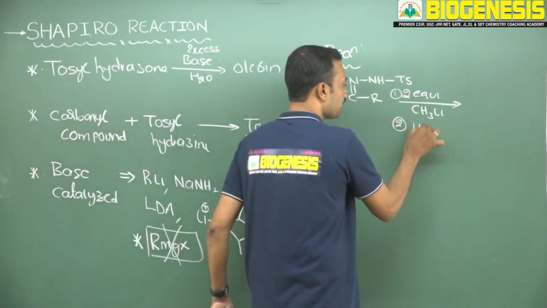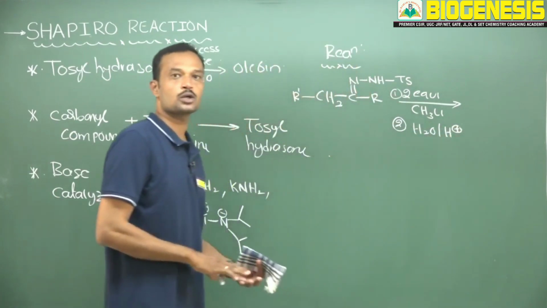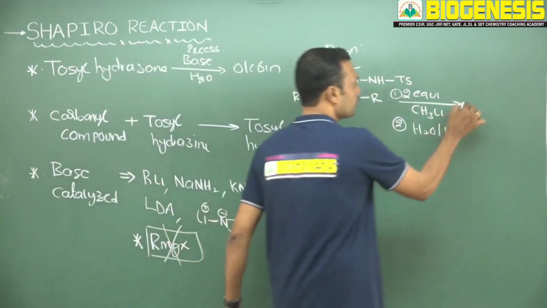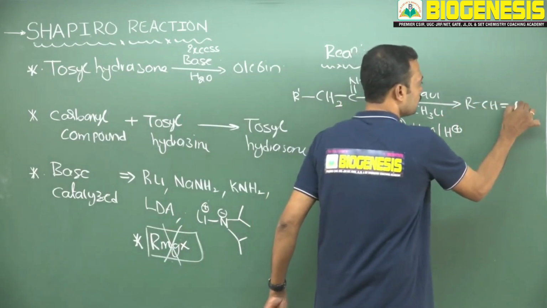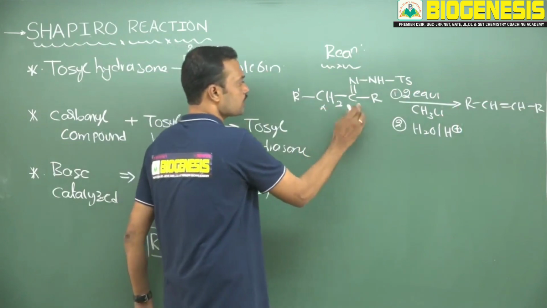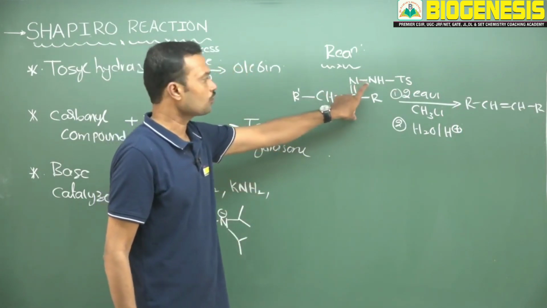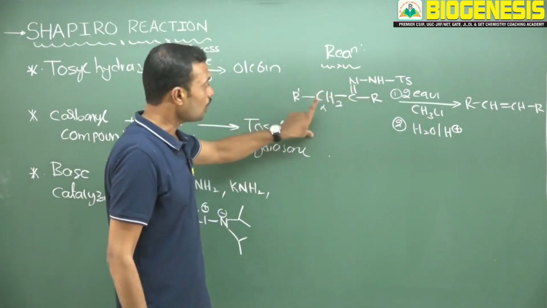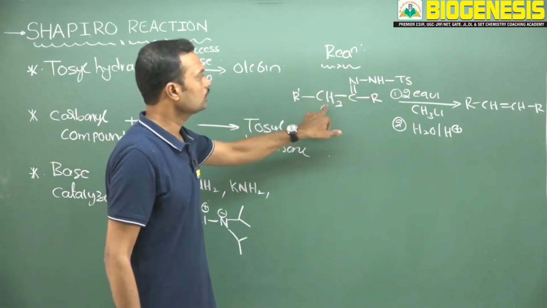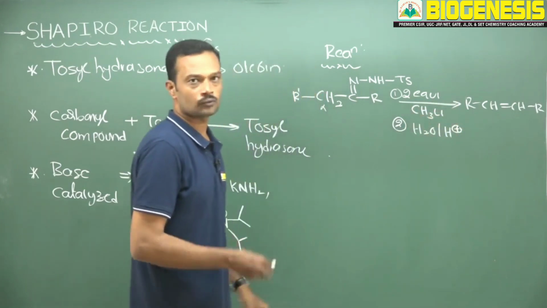And the second step, make a hydrolysis in the presence of an acid medium. It is responsible to give an olefin. In the olefin, definitely there is a double bond between the alpha carbon and the carbonyl carbon. Initially this is a carbonyl compound which gets converted to tosyl hydrazone. The alpha carbon of the tosyl hydrazone reacts with two equivalents of lithium OMC, which is responsible to give the olefin.